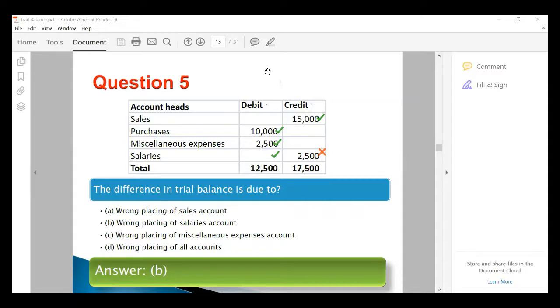Okay. All of you clear on this? Yes, sir. It's an easy one because this is very important in terms of rectification of entry. Okay, so we are moving now.